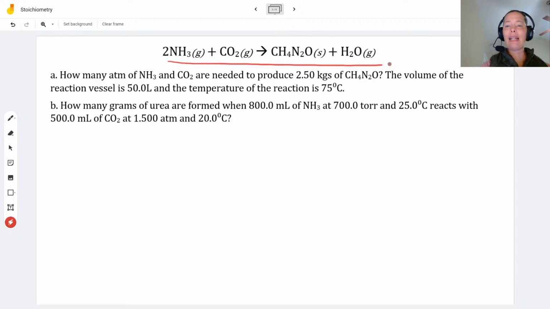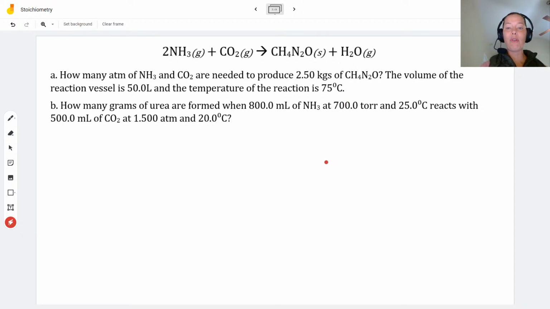Okay, so again, balanced chemical equation. You can see I have, well, that's a solid. I have gases and a solid here. All right, so how many atmospheres of ammonia and carbon dioxide are needed to produce 2.5 kilograms of urea, CH4N2O? We know the volume of the reaction vessel is 50 liters, and the temperature of the reaction is 75 degrees C. Okay, so this is still a stoichiometry problem.